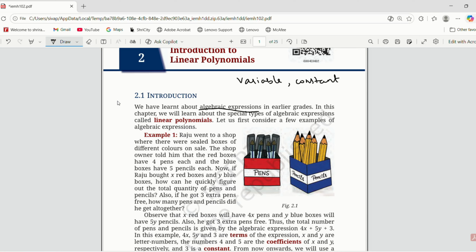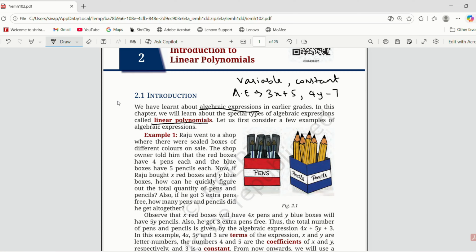In our lower classes, we used to study that algebraic expressions are of the form some 3x plus 5 or 4y minus 7. Okay, so here x and y are called variables and 5 and 7 are called constants. So a combination of both variable and a constant is called an algebraic expression. Here we are going to study a special type of algebraic expression called a linear polynomial. Okay, so to understand the concept of linear polynomial, they've started with an example.